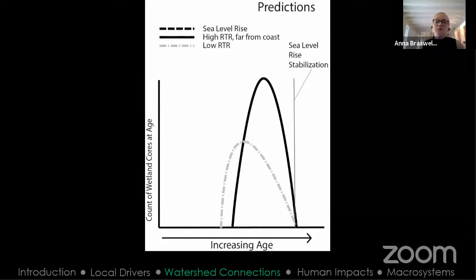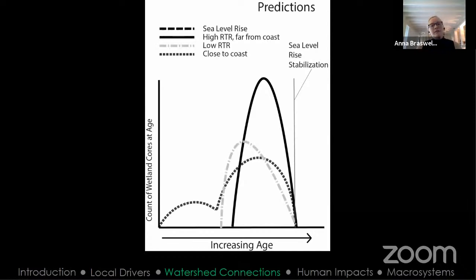We expect that places with a lower river to tide ratio, that mode might be shifted a little bit so that they're younger wetlands, because they don't have the same sediment supply and they grow more slowly. They form more slowly than the high river to tide ratio.